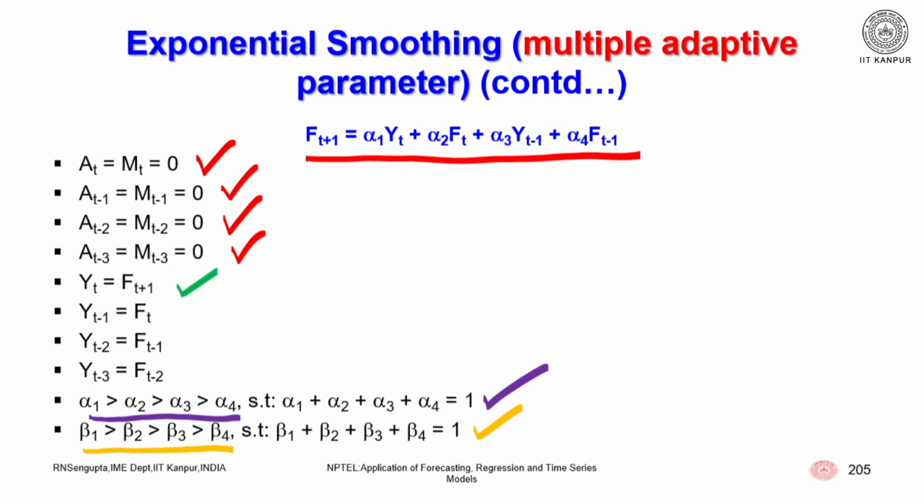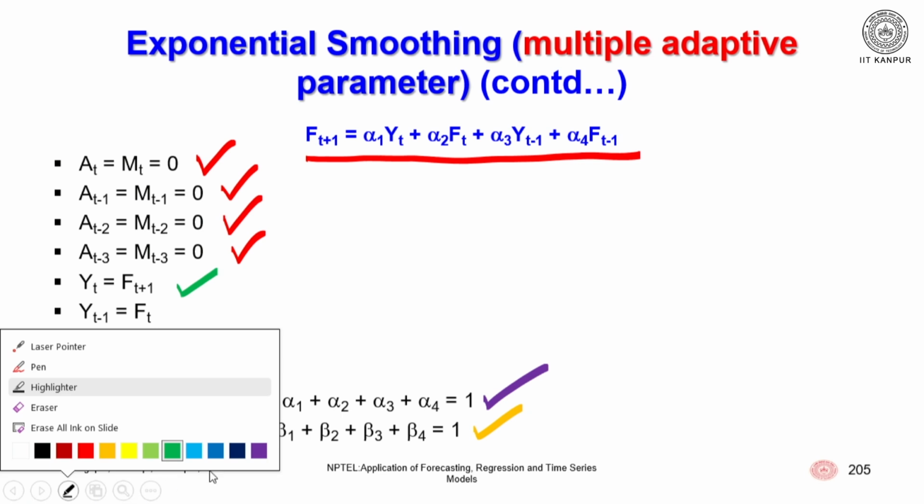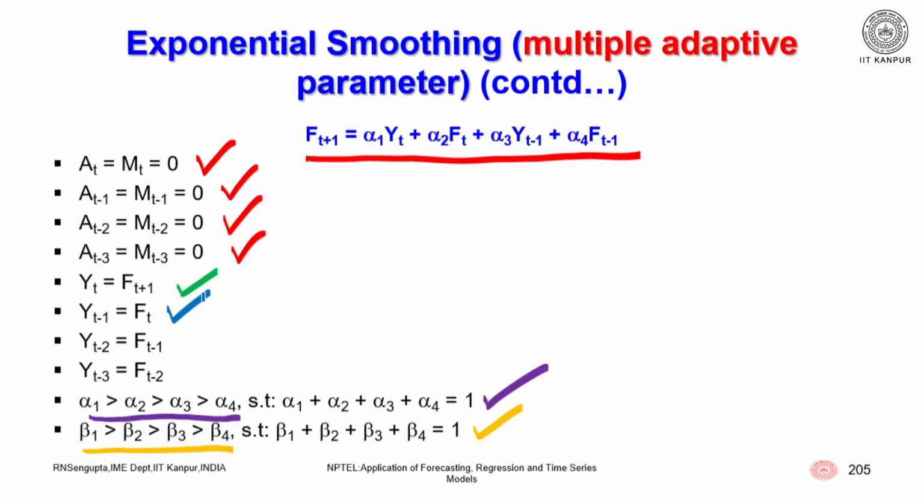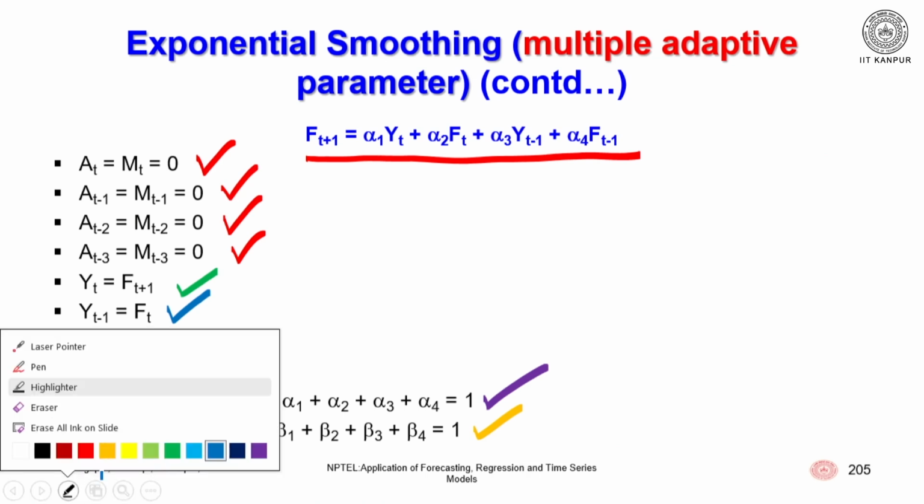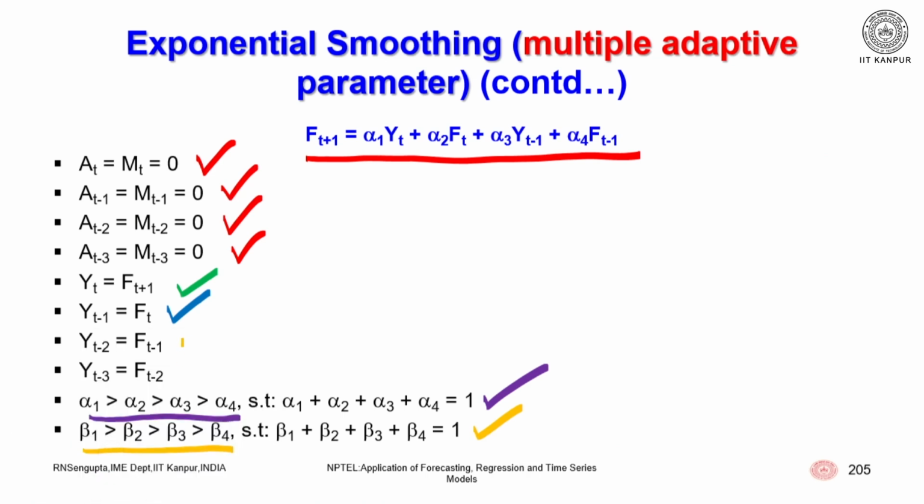Similarly, if I go back, y t minus 1 would be the best forecast for f t, which I am putting a blue tick mark. And if I consider that concept to be true, so you will have y t minus 2 is equal to f t minus 1. That means the actual value for t minus 2th time is the forecasted value for the next time, which is t minus 1, because I am proceeding one step at a time.